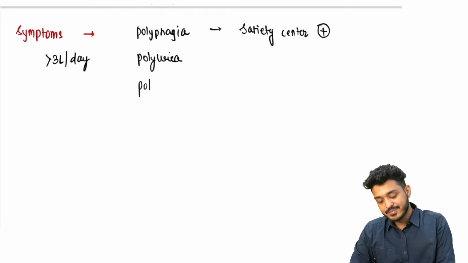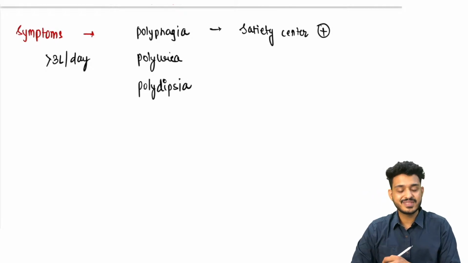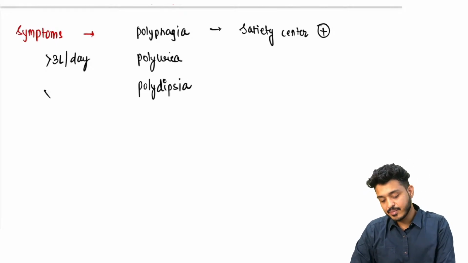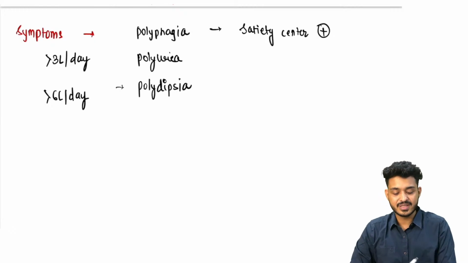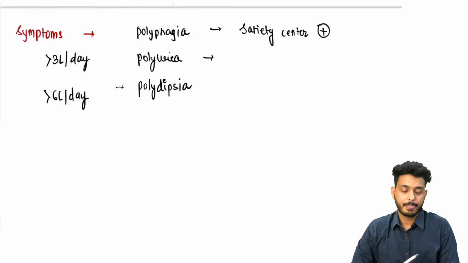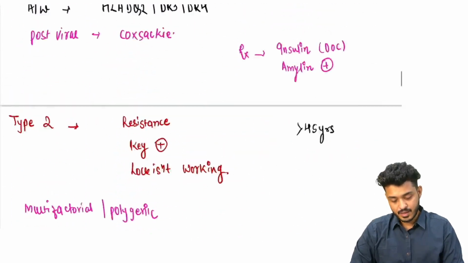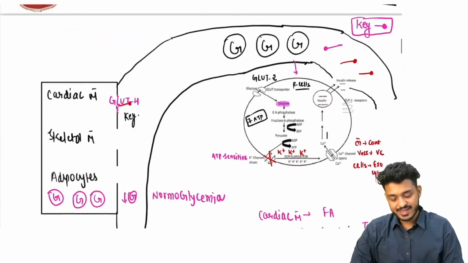What is polydipsia? Here also you will be having polydipsia. Polydipsia is when someone is drinking more than 6 liters of water per day. This is going to be polydipsia. Why is this polyuria happening and why is this polydipsia happening? Let's try to understand this. Everything will be clear here.